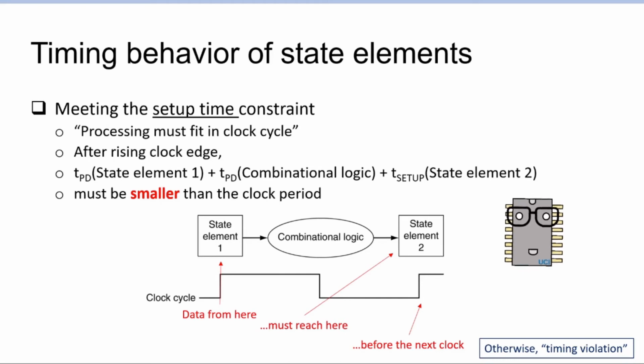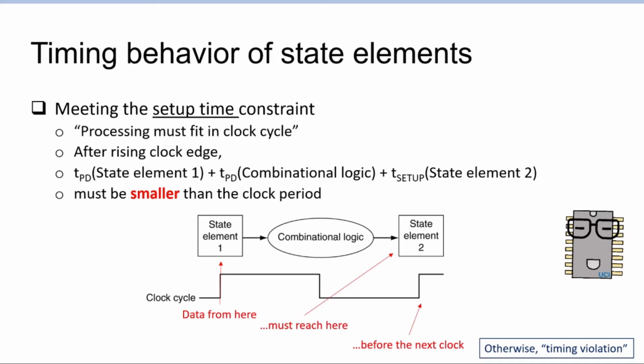The sum of these three things must be shorter than the clock period that we have. Once you wrap your head around it, this is a very simple notion. I just had a really roundabout way of explaining this. So this is the setup time constraint that must be met when we are designing a certain component in silicon or circuits.